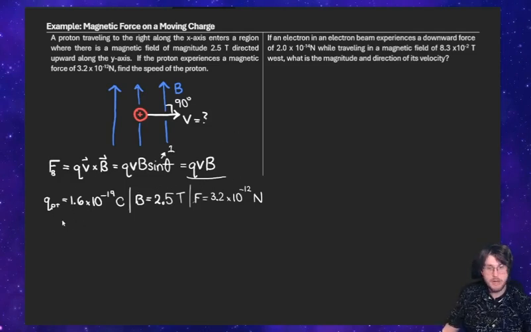So with all this information, we have basically everything we need to solve for velocity. All we got to do is rearrange. So if we wanted to take this equation and rearrange it to solve for velocity, we would have velocity equaling force divided by QB.